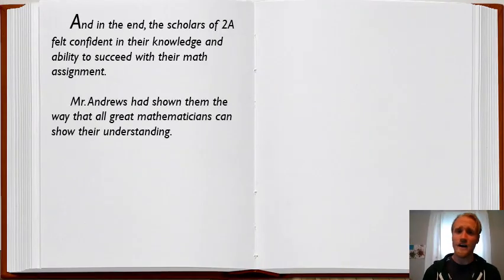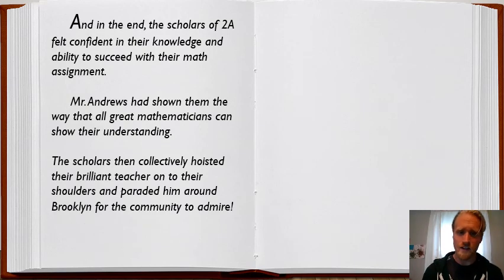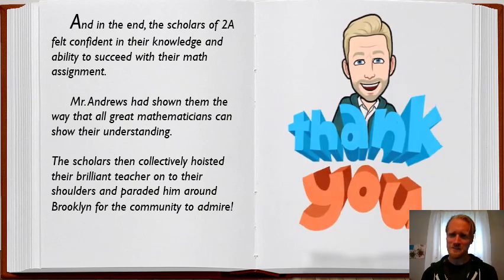And in the end, the scholars of 2A felt confident in their knowledge and ability to succeed with their math assignments. Mr. Andrews had shown them the way that all great mathematicians can show their understanding. The scholars then collectively hoisted their brilliant teacher onto their shoulders and paraded him around Brooklyn for the community to admire. Oh, what a great end to the story.